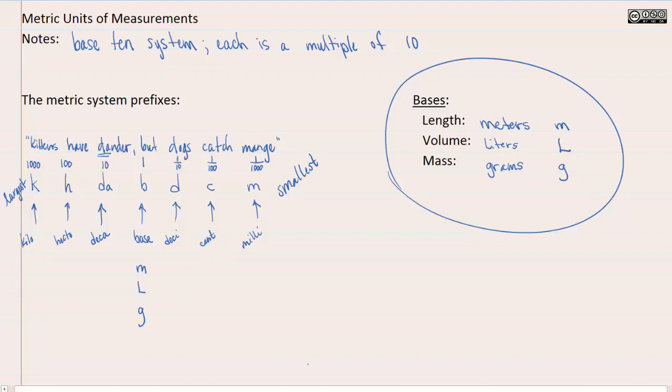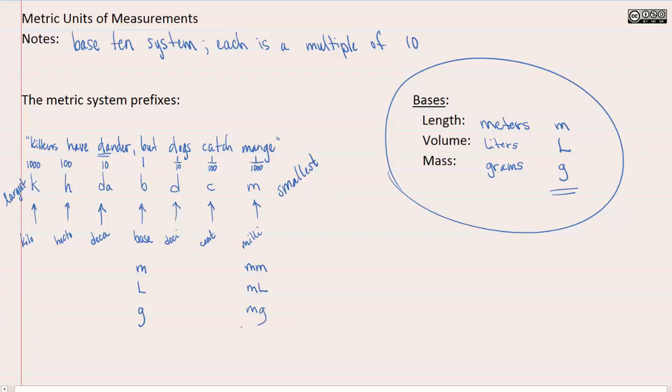Now, anytime we use milli, we would then have to have something following it. The something following the prefix is whatever the base's name is. Therefore, if we were discussing meters, it would be millimeters. Let's say we were doing liters, then it would be milliliters. And if we were doing grams, it would be milligrams.